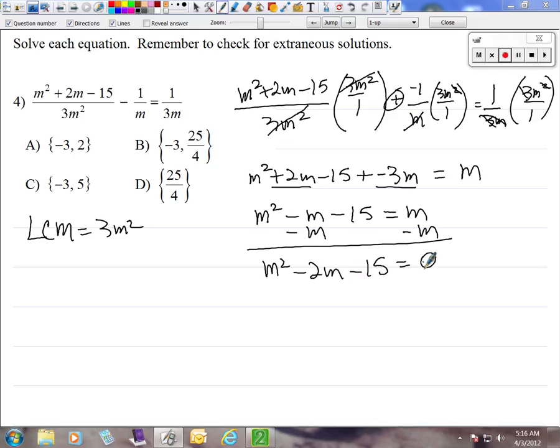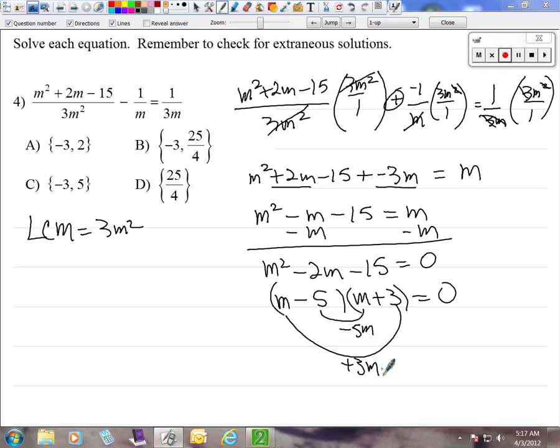This is a nice, easy factorization. The two factors of 15 that can give us a 2 are 5 and 3. And again, if you test the OI, this is negative 5. This is positive 3m. And when we add those, we get the middle term. And when we multiply negative 5 times positive 3, we get the negative 15. So always check those to make sure you get that back, so you make sure you've done it correctly.